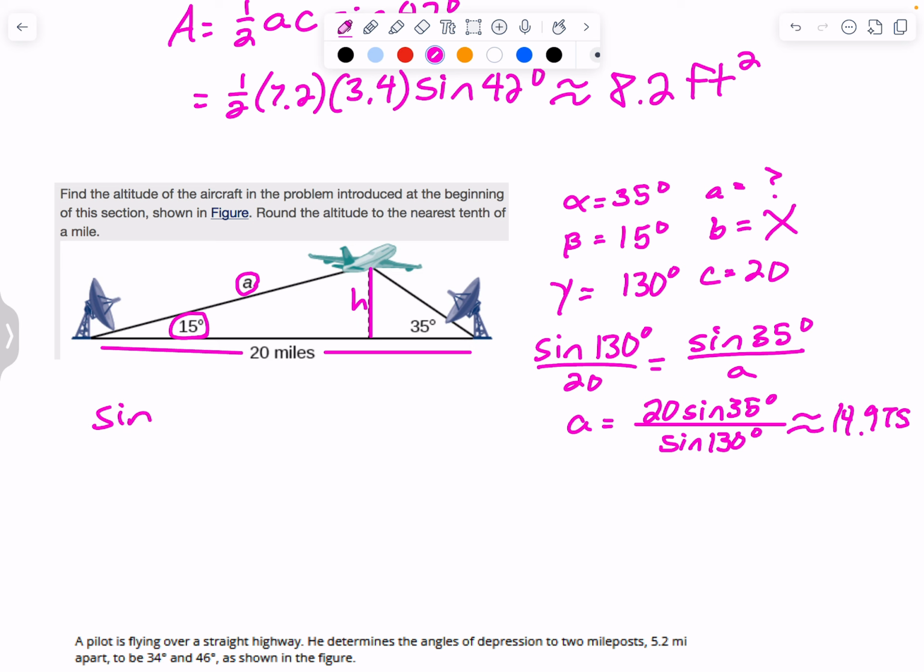My little triangle here, I got a triangle there to find H, and it's a right triangle, so that's why I get to just set up my straight trig ratio. H over 14.975. So that means H is 14.975 times sine of 15 degrees. This will give me my H. Right, so pull my calculator up.